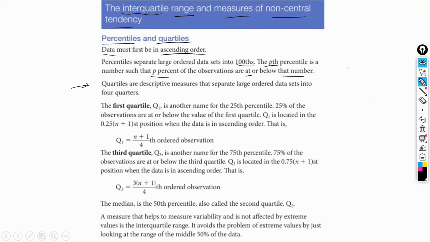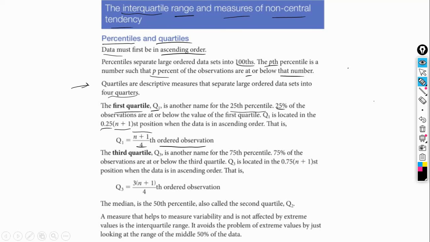Quartiles, on the other hand, are descriptive measures that separate large ordered data sets into 4 quarters. So the first quartile, Q1, is just another name for the 25th percentile. 25% of the observations are at or below the value of the first quartile. You can find it by multiplying n plus 1, so the amount of data plus 1, times 0.25, or if you prefer, n plus 1 divided by 4. And this is if it's ordered.